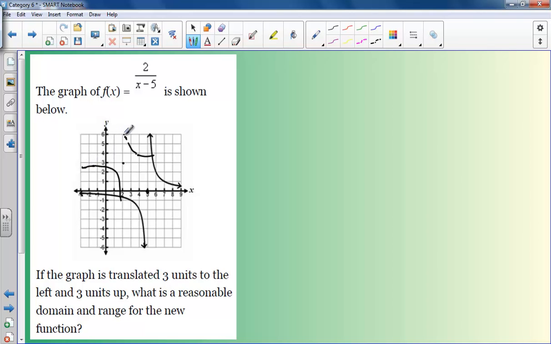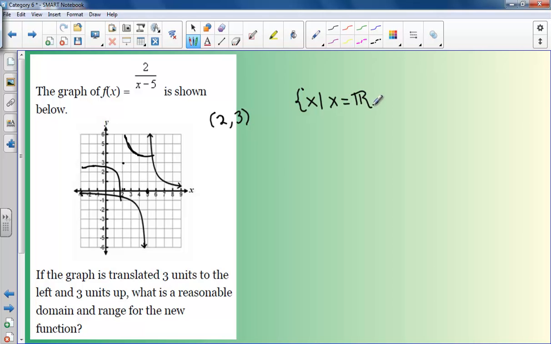And this is, okay, what is a reasonable domain and range for this? So my h, k is now at 2, 3. So when I write the domain for this, set of all x's, such that, first of all, I'm going to say that x is in the set of all real numbers.